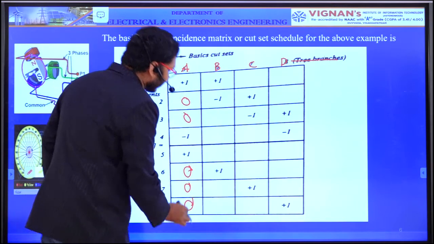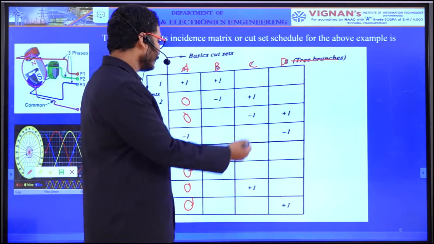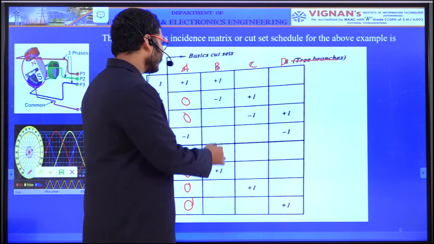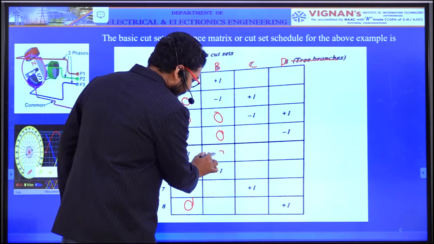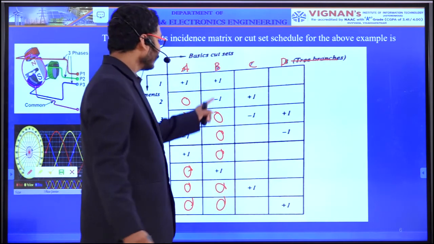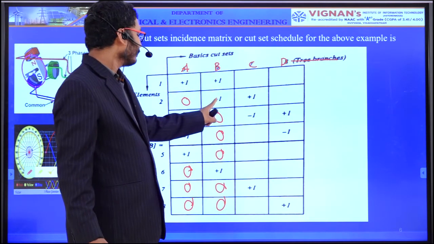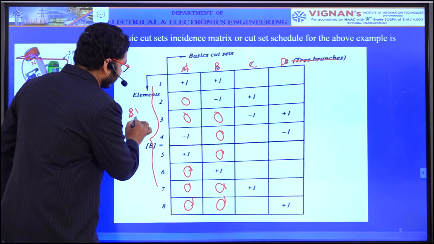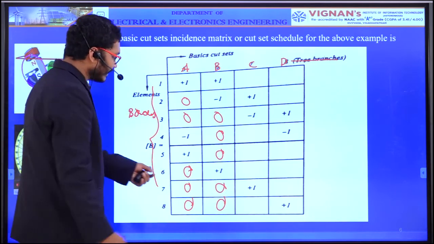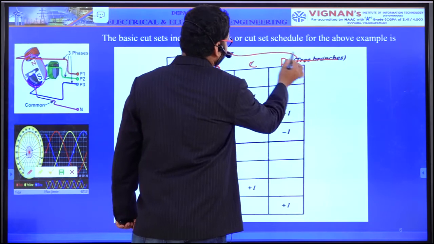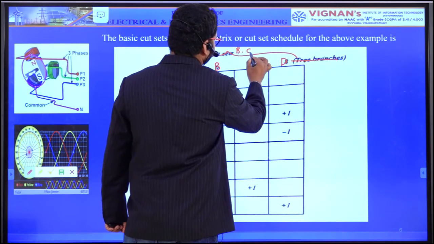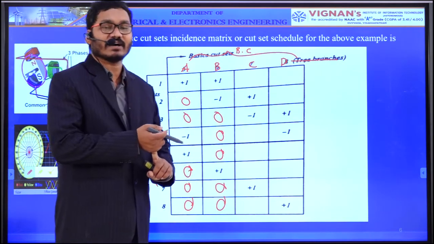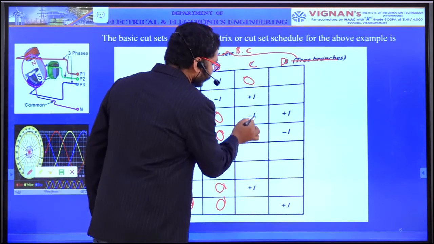Similarly for the B cut set, we have checked that 1 to 6 are correlated, and the remaining are not coincident. That's why we have considered them zeros. Branch 1 is the same as the cut set B direction, but branch 2 is not. How many branches are there? 8 branches. These are the basic cut sets. Which are coincident will be plus 1 or maybe minus 1. Which are not coincident, you have to make them zeros.